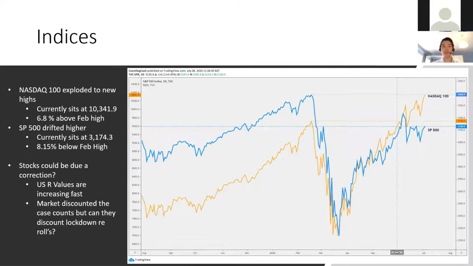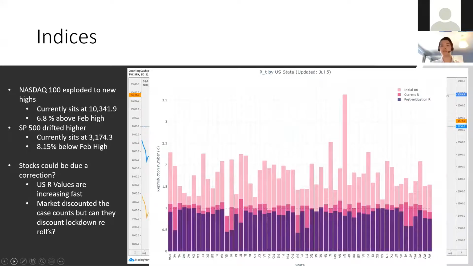So the market has seen case counts increasing, but it's discounted that information, saying the Fed's got your back. But as more states have to go into partial lockdowns, that could be a wake-up call. Could the market discount lockdown re-rolls? Probably not. Texas has already re-rolled into partial lockdown, and the R value for the USA as a whole is 1.1.